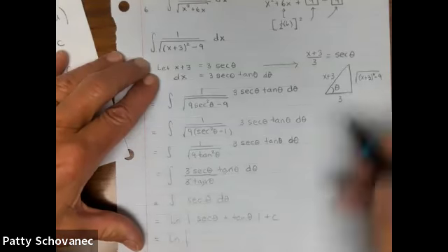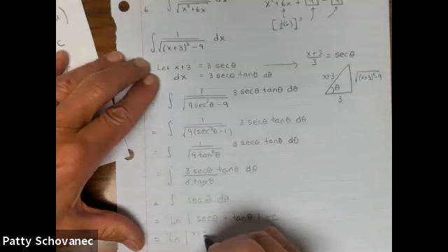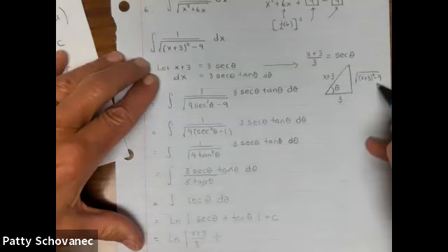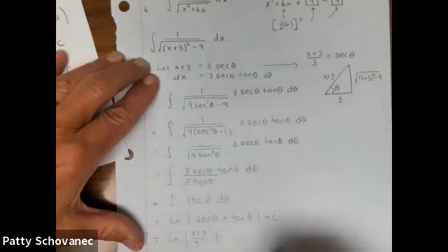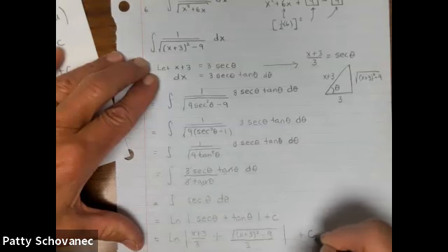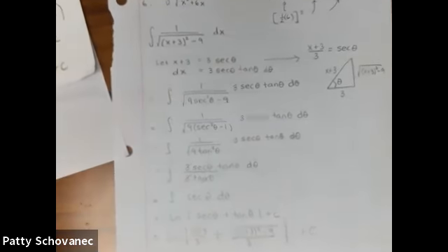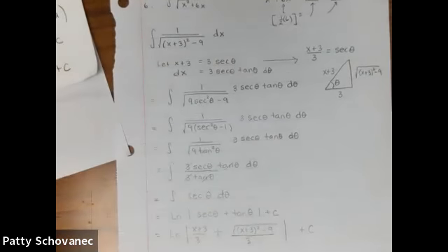Secant was the x plus 3 over 3, plus tangent is the square root of x plus 3 squared minus 9, all over 3, plus c. Okay, good little practice there.